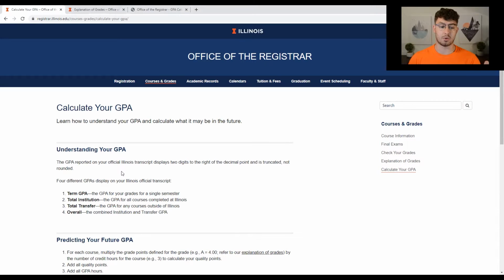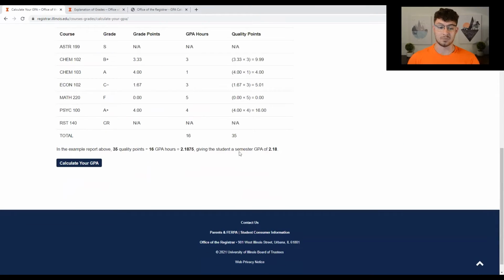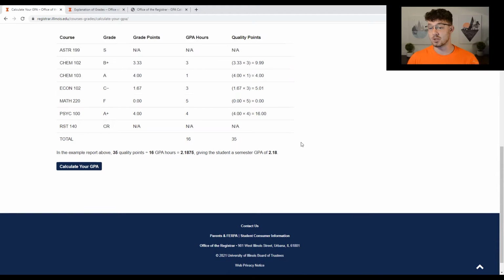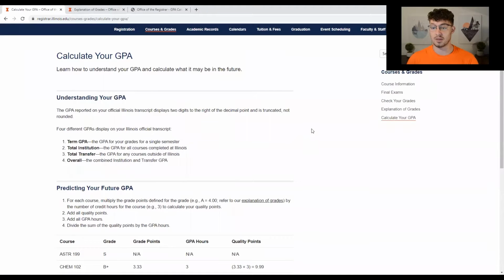So on this page, it talks about initially understanding your GPA. The GPA reported on your official Illinois transcript displays 2 digits to the right of the decimal point and is truncated, not rounded. Now, what does that mean? Truncated essentially means that it only takes those first 2 decimal places. So as shown at the bottom here, if you get a 2.1875, rather than rounded up to a 2.19, it's truncated and kept at 2.18. So that's extremely important to understand: your GPA will not be rounded up.